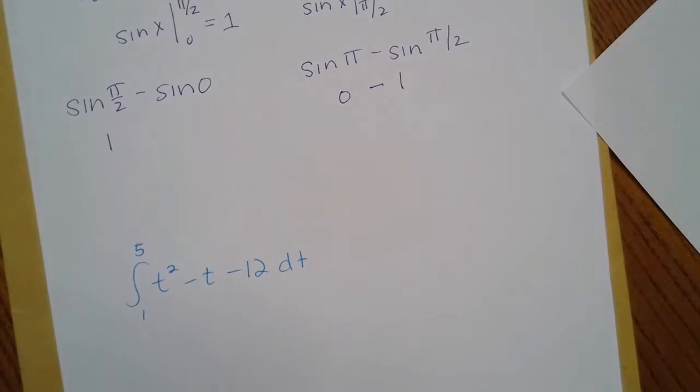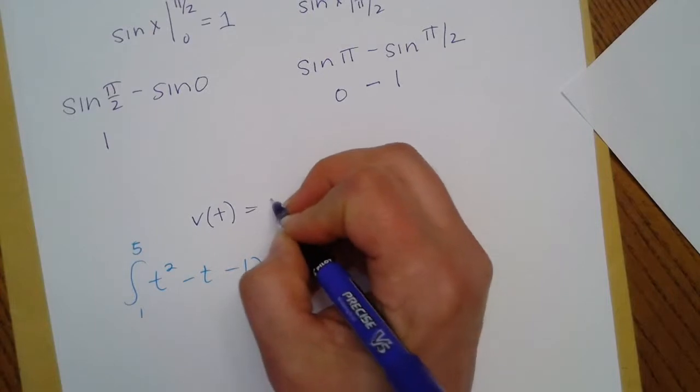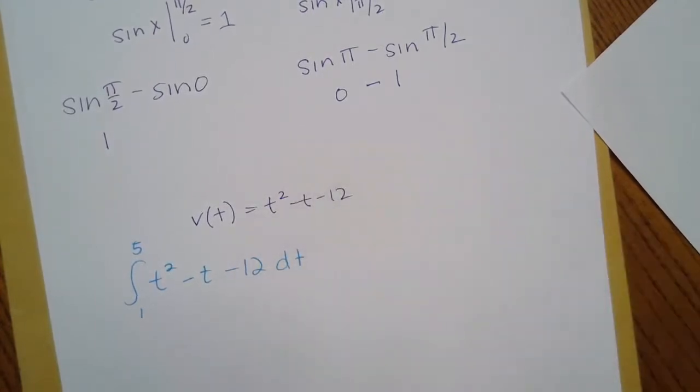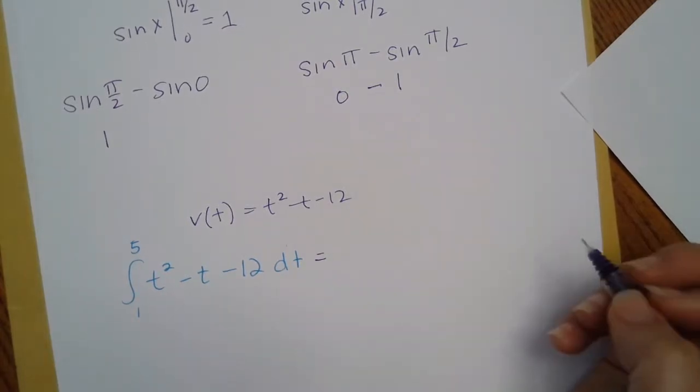Okay, so let's think of this next one as the velocity, right? So we'll call this v of t, and we'll say v of t is t squared minus t minus 12. And what we're going to get out of here is the net change in distance, right? Because when I do the antiderivative of v, I get the position function. And when I evaluate the position function, I'll end up with s of 5 minus s of 1, because my antiderivative will be s. So that means it's going to give me the net change in distance between when t was 1 and t was 5. So let's go forth with our antiderivative.